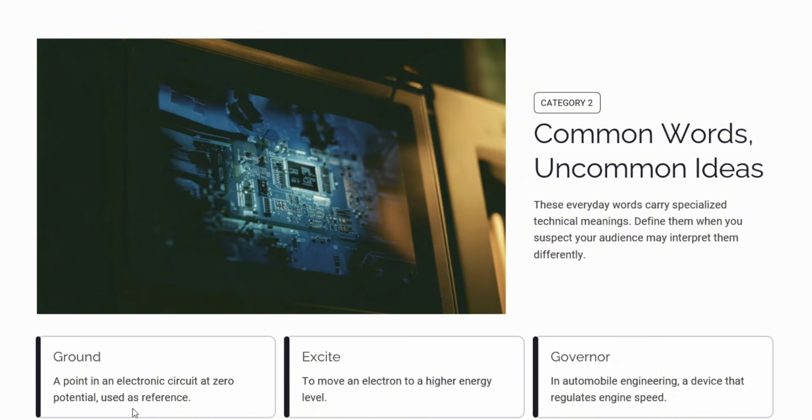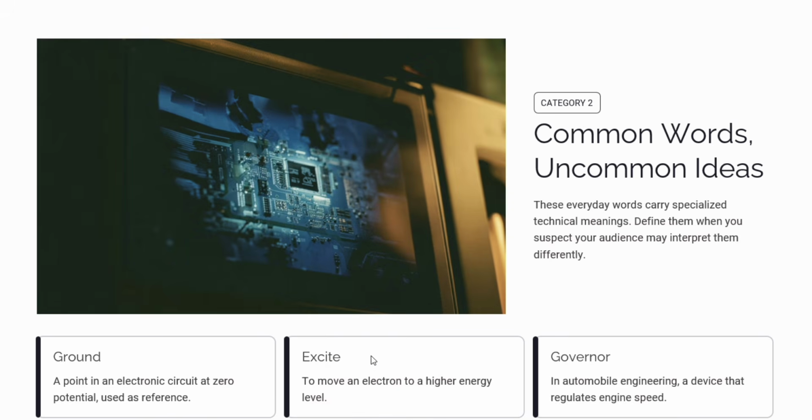So it is very important for you to define common words when you are using them for uncommon ideas. Always define common words when you are using them for uncommon ideas. Another thing is excite. When you hear the word excite, what comes to your mind is excitement. So when you mention the word excite, somebody will be thinking about excitement. So to avoid communicating the wrong idea to this individual, the best thing you have to do here is to define that common word, because you are using it for an uncommon idea.